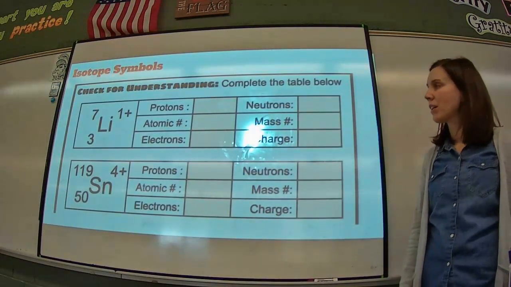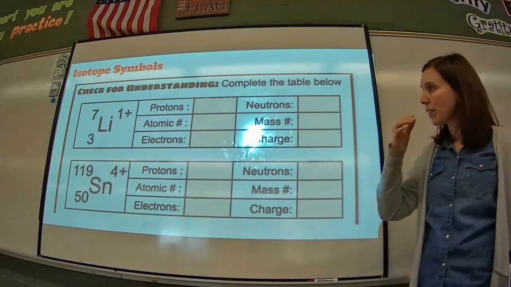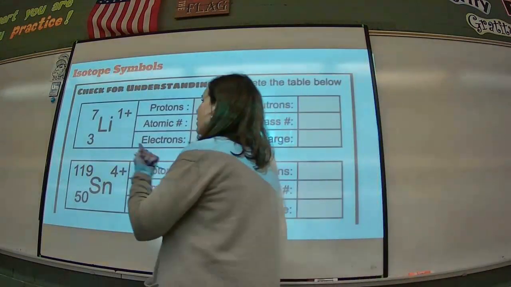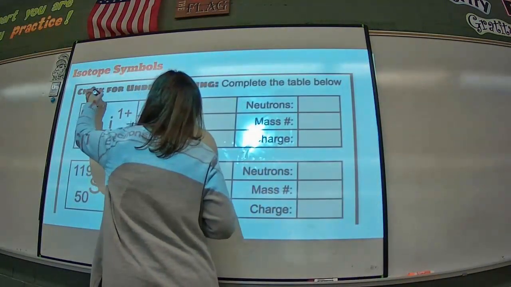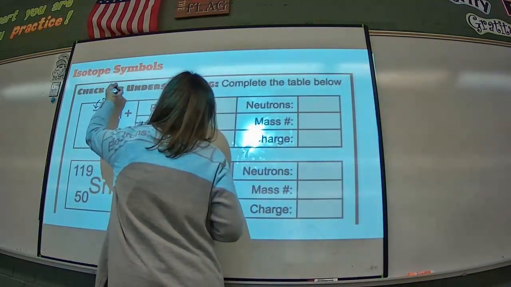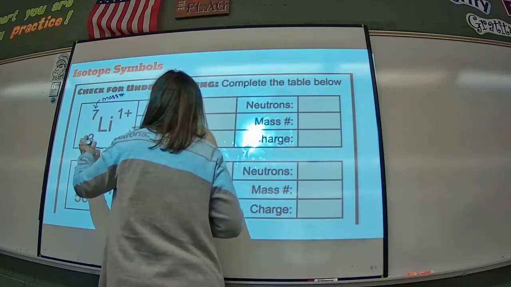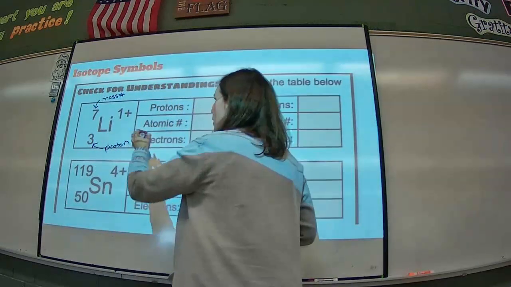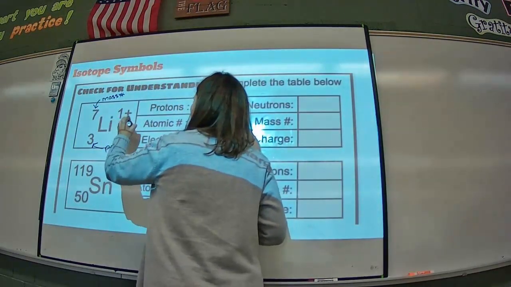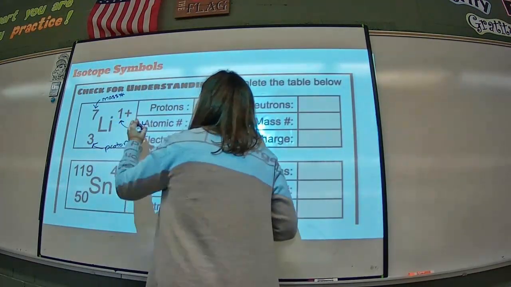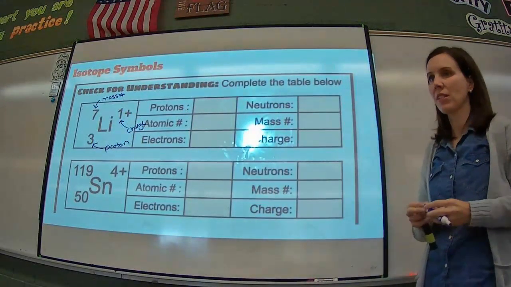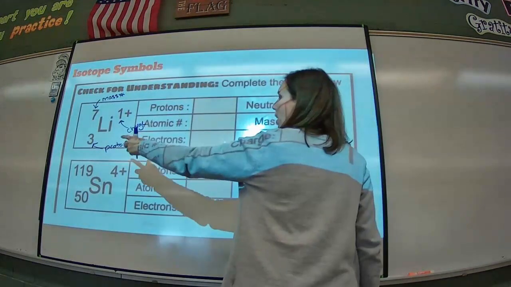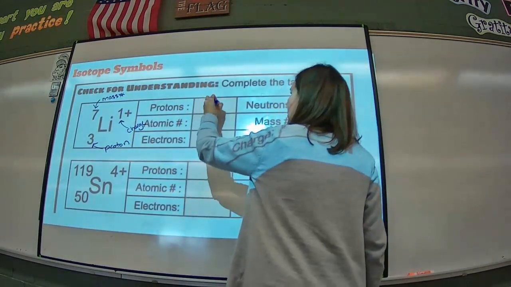So we've got lithium up here. Again, we said that this top number represents our mass number. The bottom number is going to be protons, which is also our atomic number. And this number represents charge. So we're going to use this information to fill in. The bottom number is the number of protons, so I know based on that symbol that I've got 3 protons.